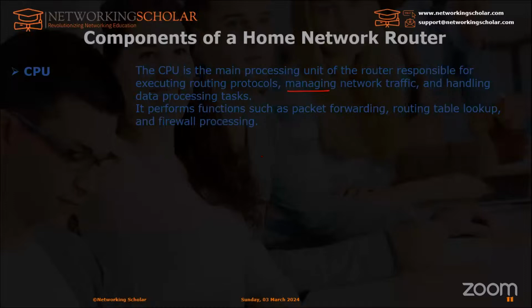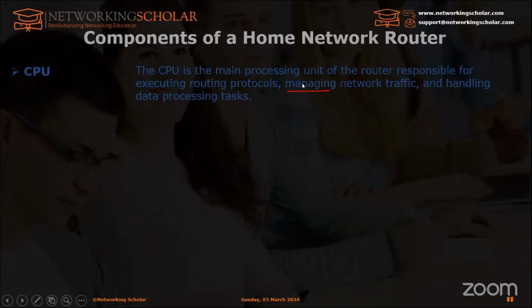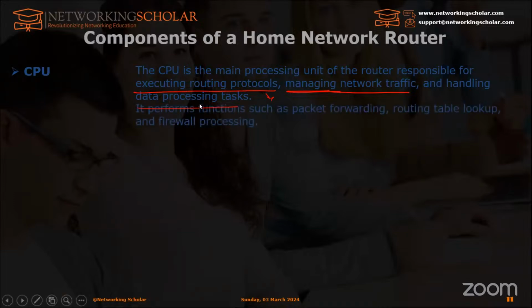So then we have the CPU. The CPU is managing processes in our network. In a router it is responsible for executing routing protocols, managing network traffic, and handling data processing tasks. Suppose there is a routing protocol in use like OSPF and BGP. In that case, the CPU is going to be used. Managing network traffic: suppose we have multiple traffic in our network. Handling data processing tasks: whenever data is shared from one network to another network, in that case we are going to use it.